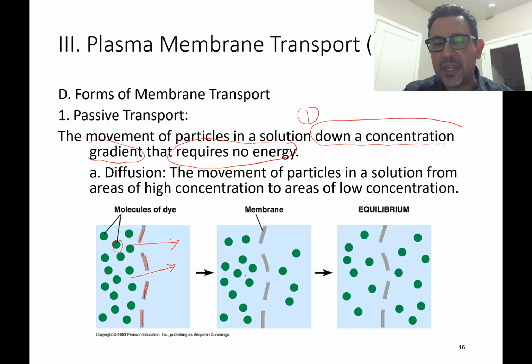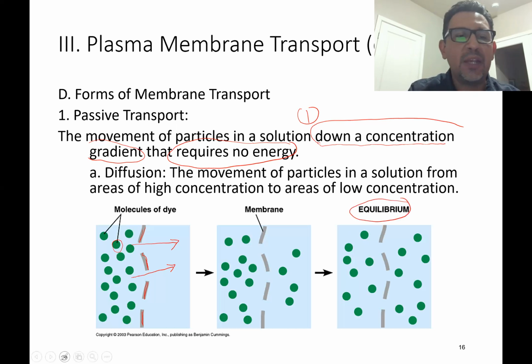Some of these green solute particles have been traveling from where they are more concentrated to where they are less concentrated, and eventually they reach a state known as equilibrium. At equilibrium, one has to recognize the following. When a solution is at equilibrium, it doesn't mean that the solutes, the particles that are dissolved in solution, are going to stop moving.